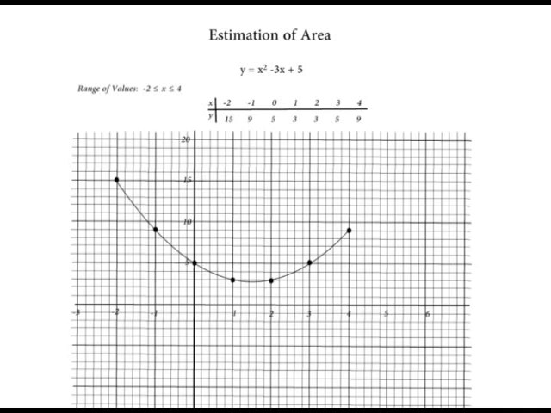But to find the area, again it must be described. For instance, we say the area bounded by the curve, the x-axis, the line x is equal to negative 1 and the line x is equal to positive 3. This is the region whose area we want to find.